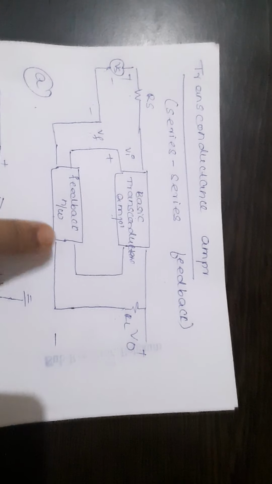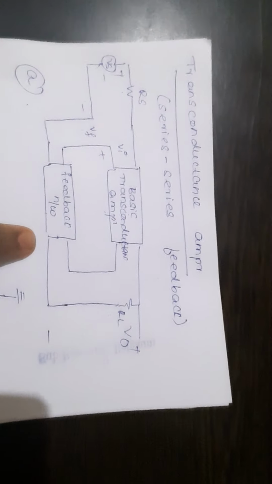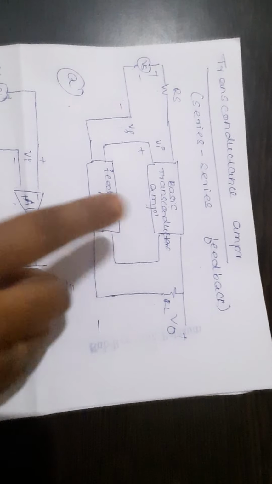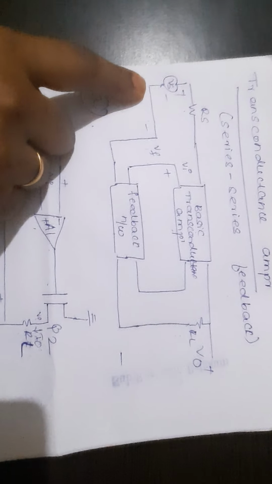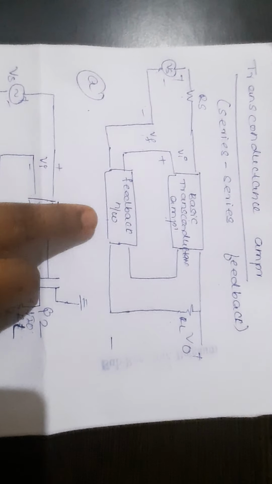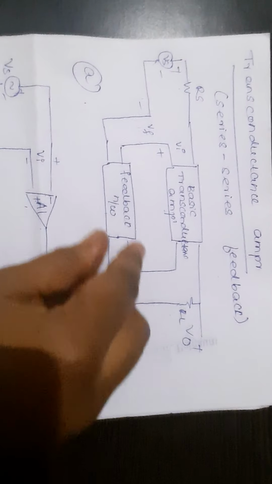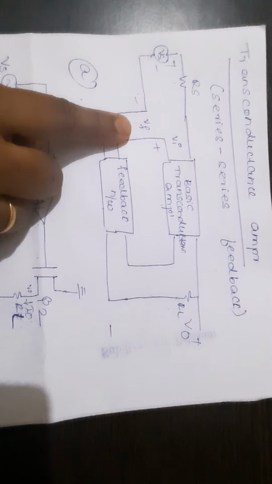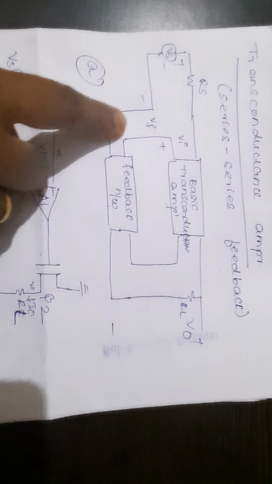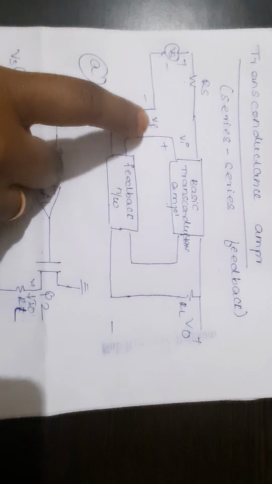This is a block diagram of the Transconductance Amplifier. It consists of the basic Transconductance Amplifier and a feedback network. The input function generator is given at the input side. The role of the feedback network is that the output is connected back to the input, and this will generate the voltage as Vf. V0 is given back to the input and that voltage will be Vf.